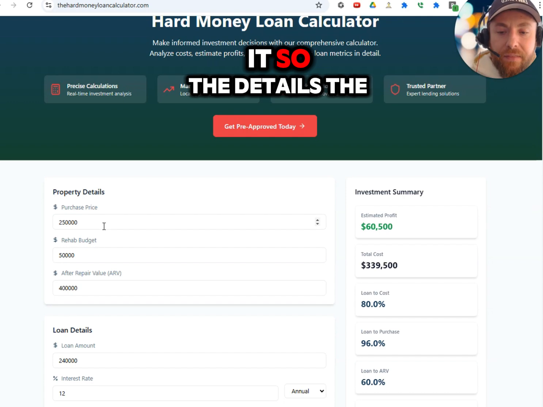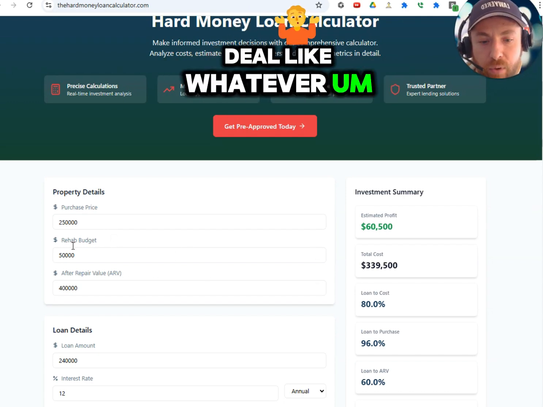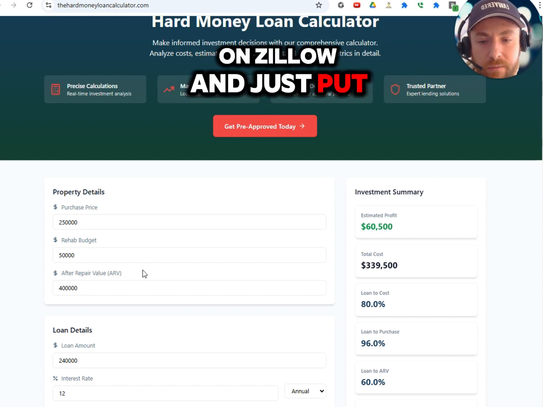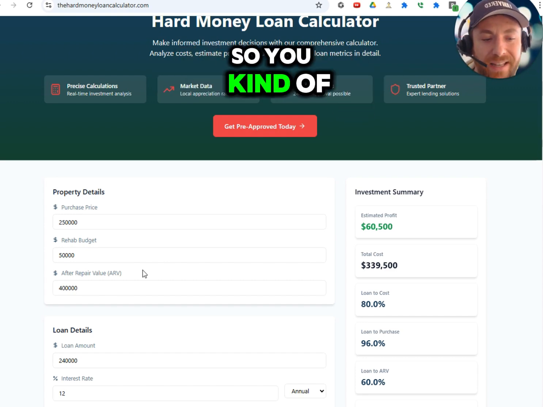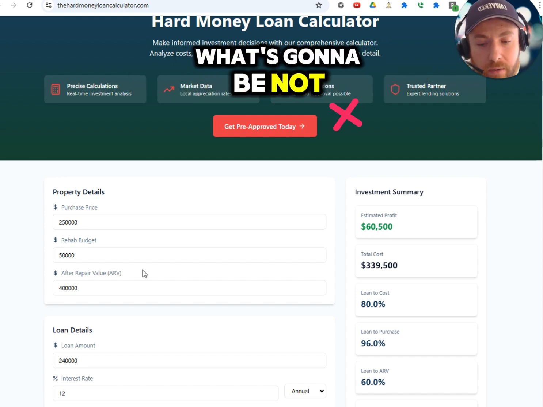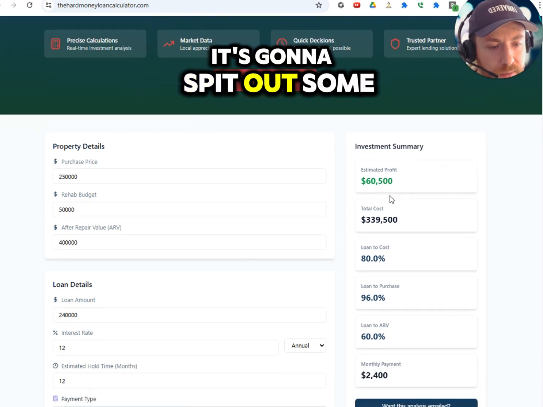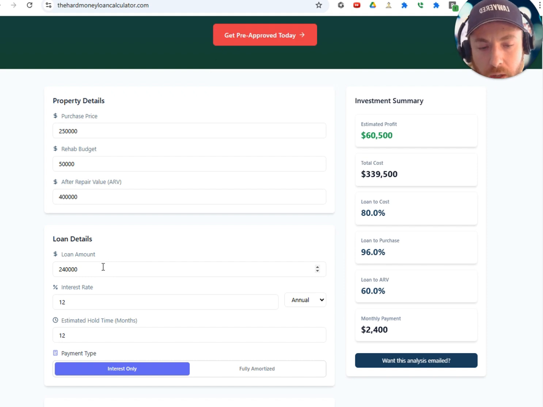So the details, the germane details, this is an example deal. Put your numbers here. And if you're a newer investor, go on Zillow and just play around with this, right? Play around with these deals so you kind of get a feel for eventually an intuition of what's going to be good and what's going to be not good. Okay, once you've got your deal numbers in, it's going to spit out some preliminary information. Just keep going, right? There's more to fill out here.